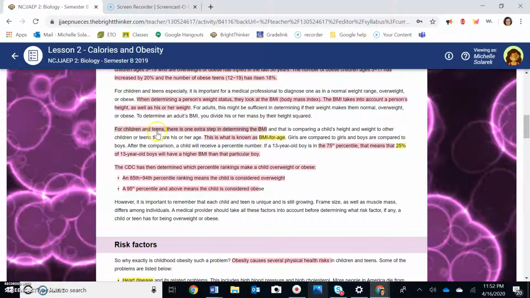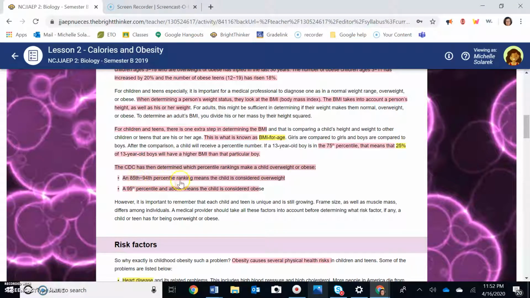For children and teens, there's one extra step in determining the BMI. This is what's known as the BMI for age. So when we talk about that extra step for teens, it's called BMI for age. Okay, now here's an example. If they say that a boy is in the 75th percentile, that means that 25% of the other boys his age will have a higher BMI than him.